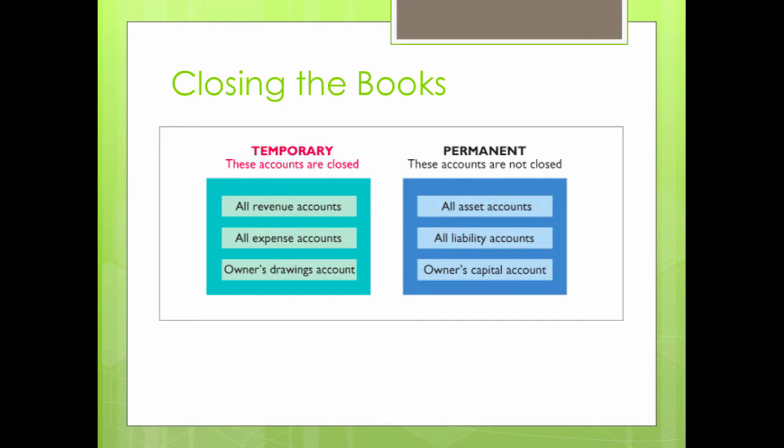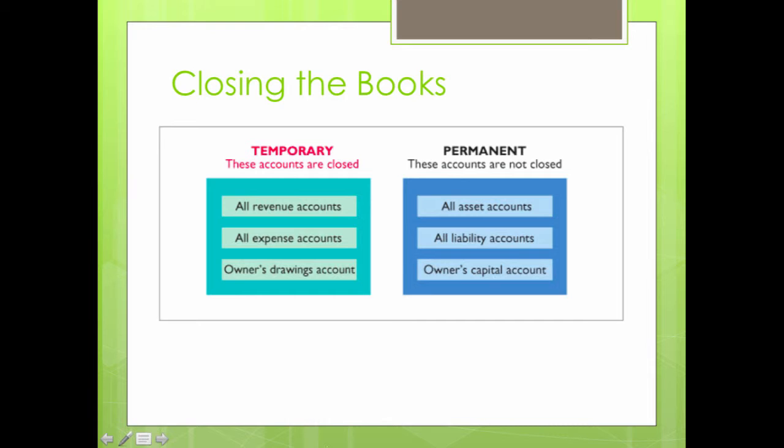By closing the books, what it means is to zero out the accounts. So, no, you do not want to close those accounts. You only want to close the revenues, the expenses, and the owner's drawings, because you want to know how much money you made or how much money you lost in that particular year. And then you also want to know how much of that money was withdrawn by the owner.